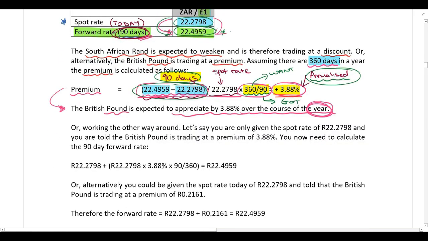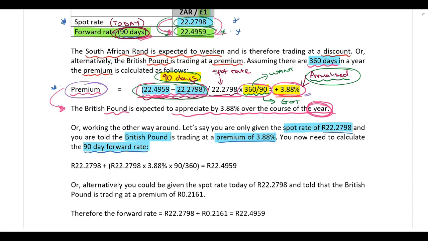Alternatively, guys, instead of having to calculate this premium as a percentage, what they could ask you to do is give you the spot rate today, and then tell you that the pound is trading at a premium of 3.88%. And they can ask you to calculate the 90-day forward rate. So they just give you different information. Instead of giving you the spot rate and the forward rate and you need to calculate the premium, they now give you the spot rate and the premium and you need to calculate the forward rate.